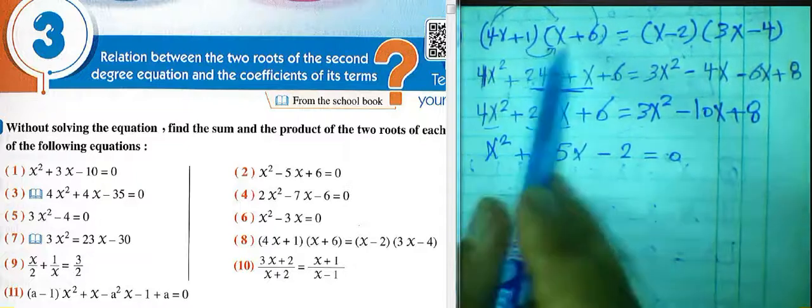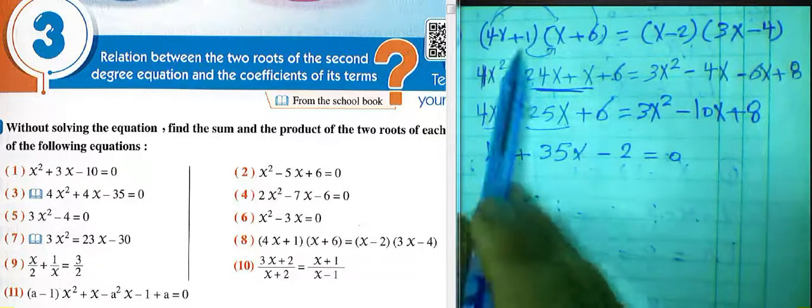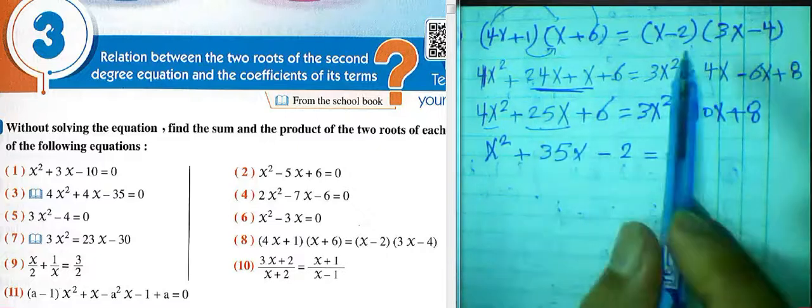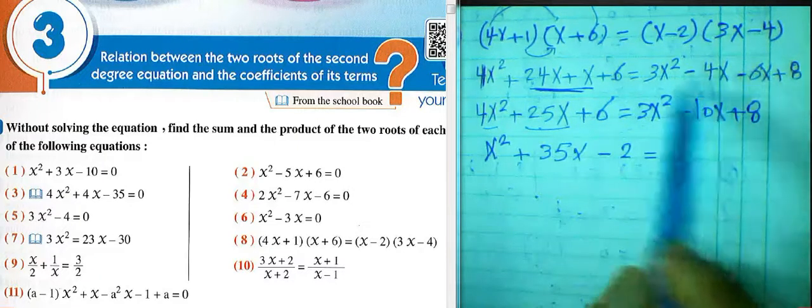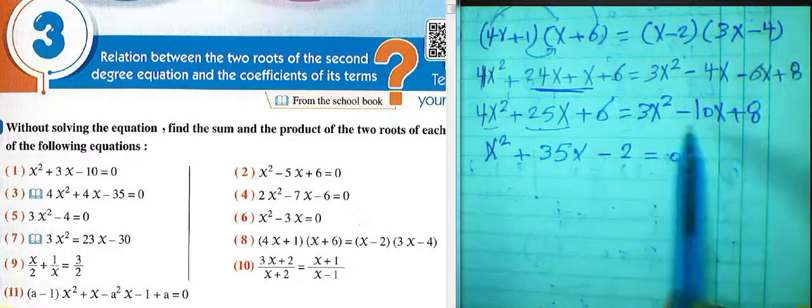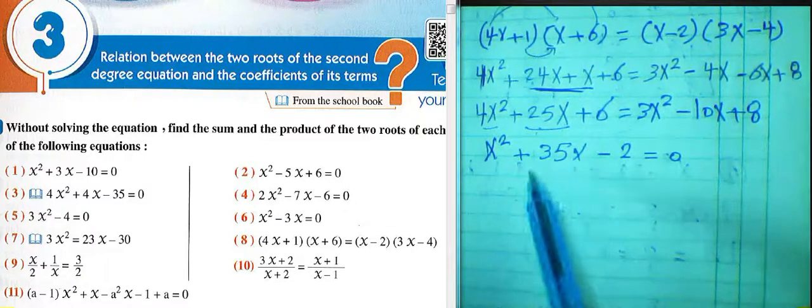Again 4x power 2, 6, 25, 3x power 2, -10x, 8, -2, 35x, x power 2.